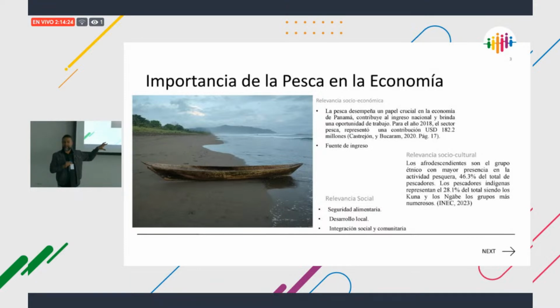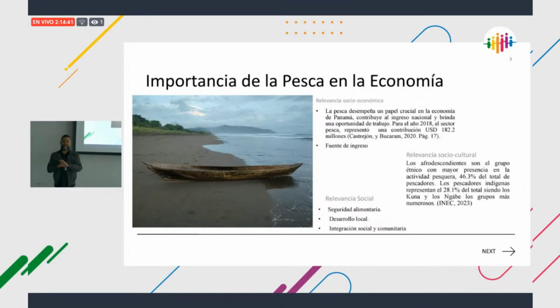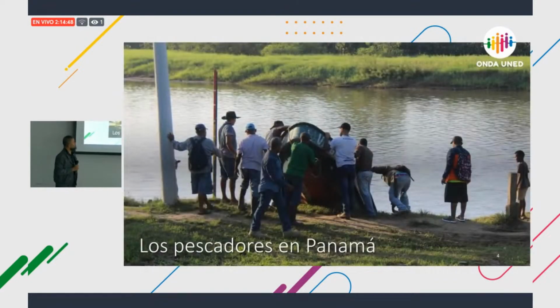We start characterizing fishermen. Five out of 10 fishermen are Afro, another 28 to 29% are indigenous, and the rest tend to be in the characteristic of South Panama, where precisely we have the largest number of fishermen. Moving on.